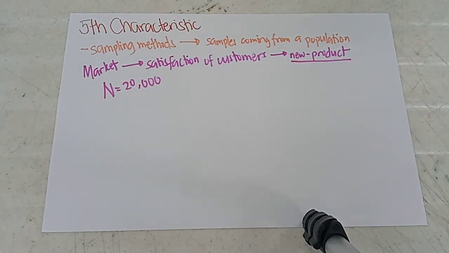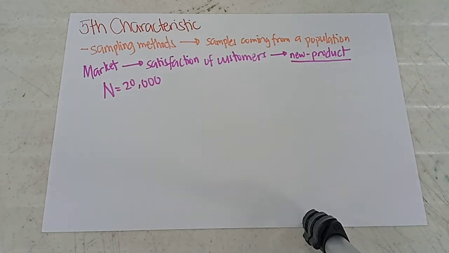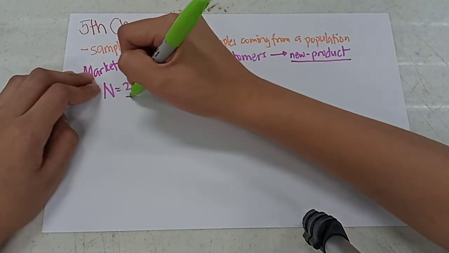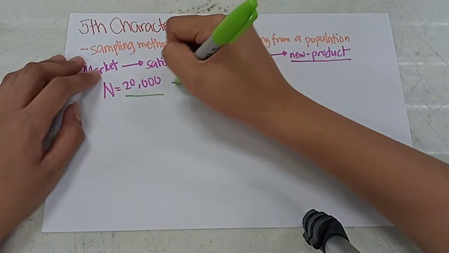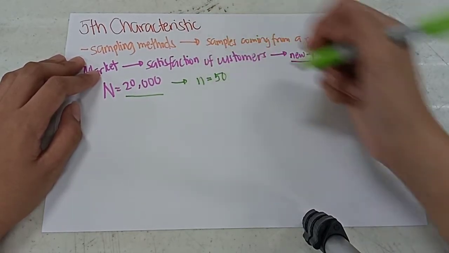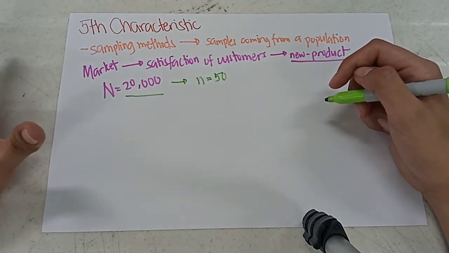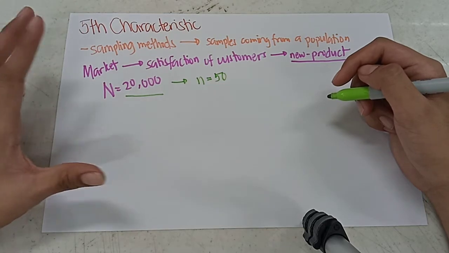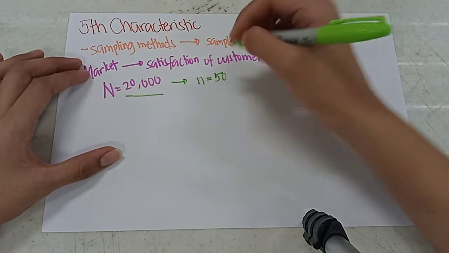Meaning to say, we have a very large population, a huge amount of respondents. Out of these 20,000, they only picked 50 respondents, so they only picked 50 samples, in order for them to conduct a survey research. After the survey, it yielded a result of satisfaction rate of 97%.